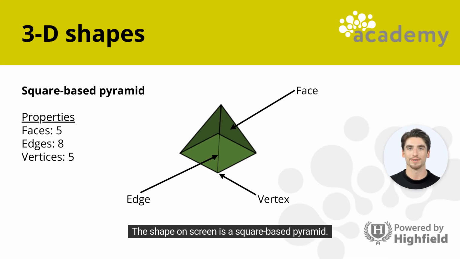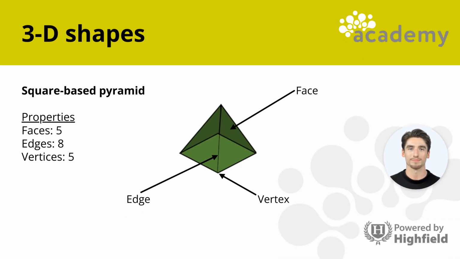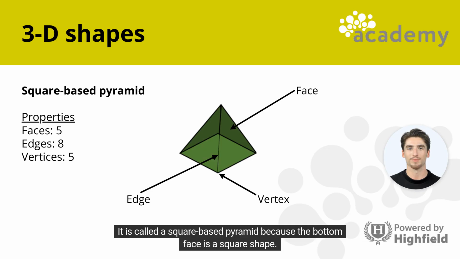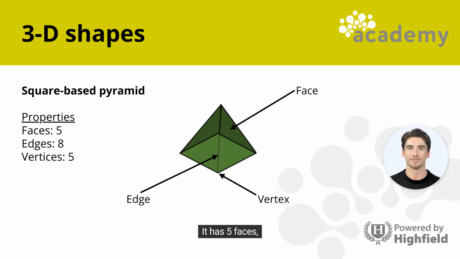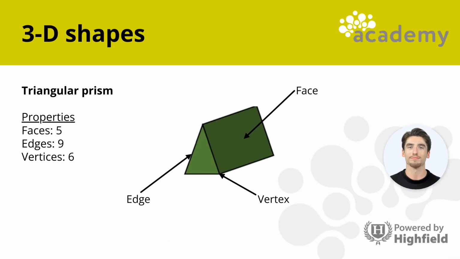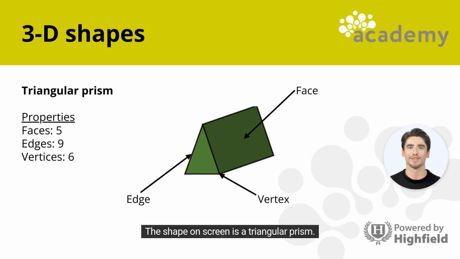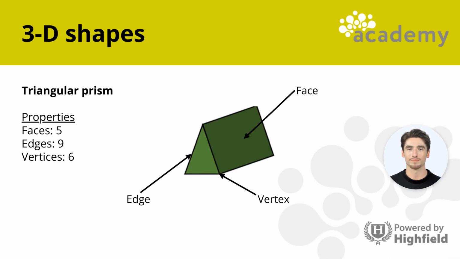The shape on screen is a square-based pyramid. It is called a square-based pyramid because the bottom face is a square shape. It has 5 faces, 8 edges, and 5 vertices. The shape on screen is a triangular prism. It has 5 faces, 9 edges, and 6 vertices.